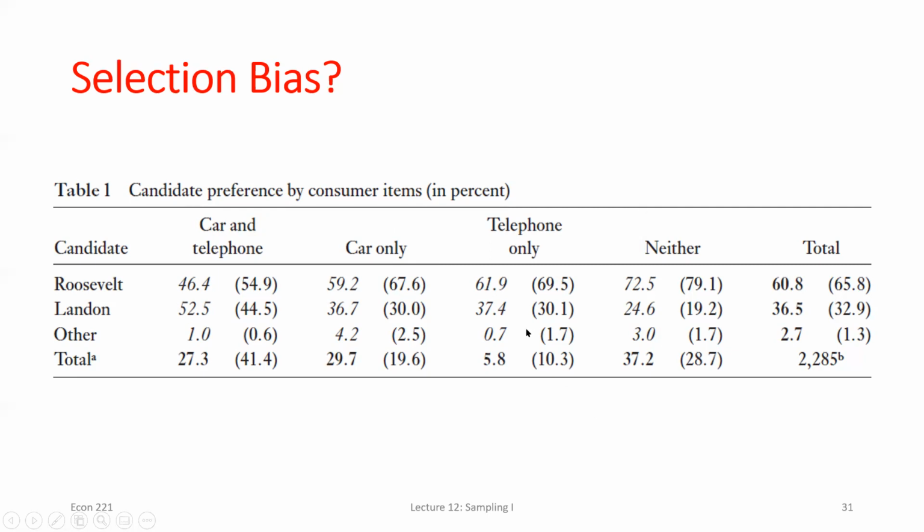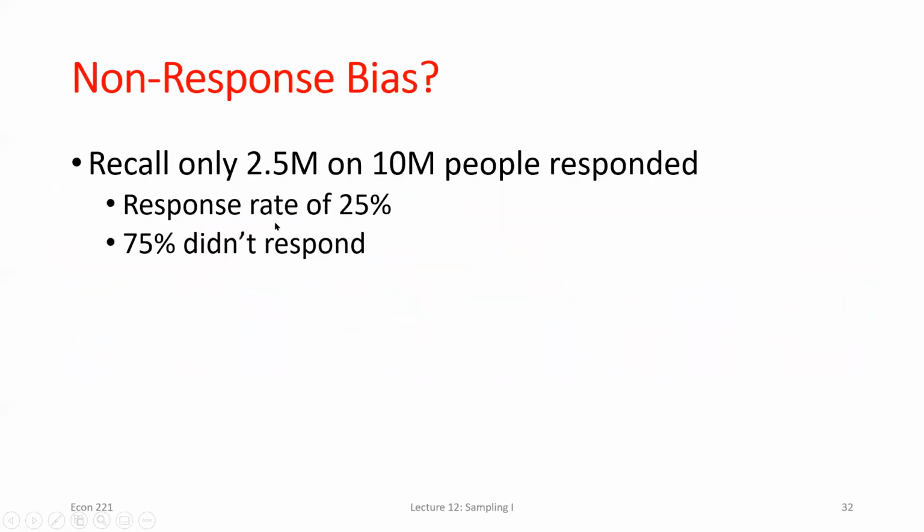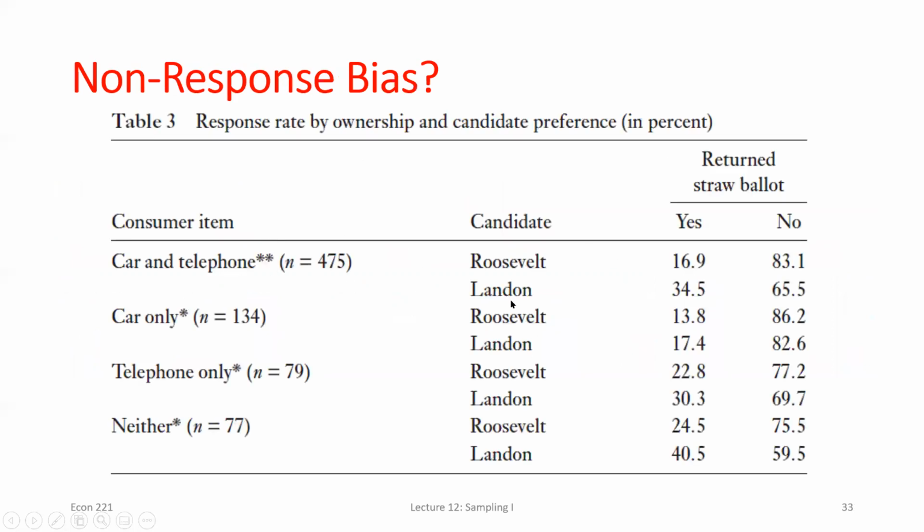So yeah, this is a nice after-the-fact look at what selection bias can do. Okay. Any questions up to this point? Shouldn't be too crazy. So what about a non-response bias, right? What if people who are Republican were just more likely to respond? Okay. So they looked at this as well.